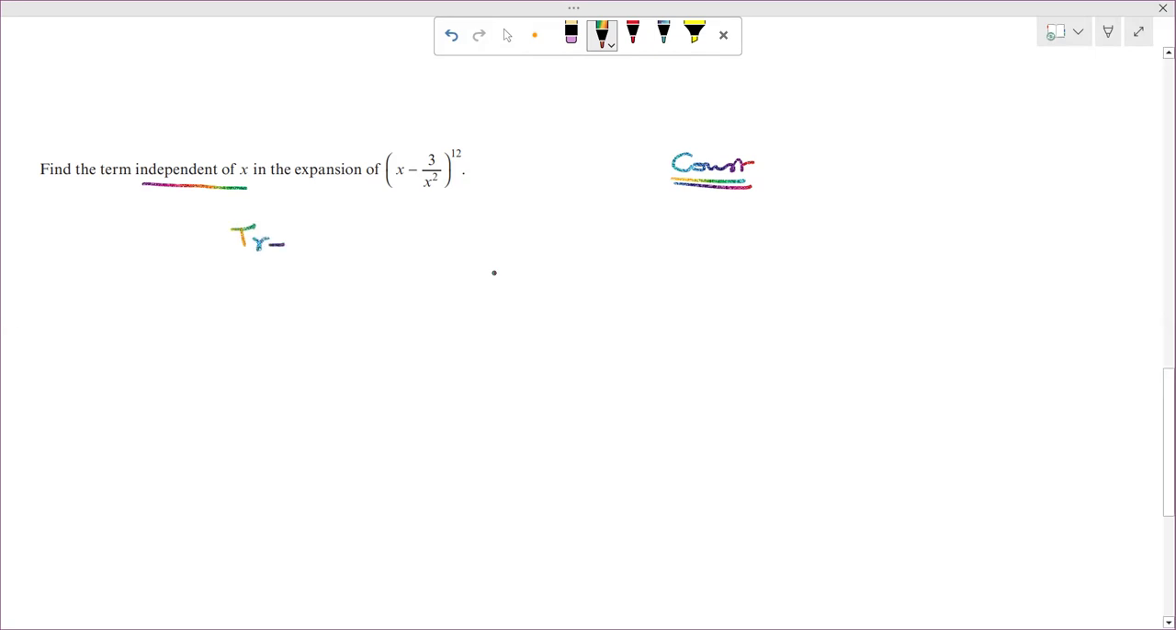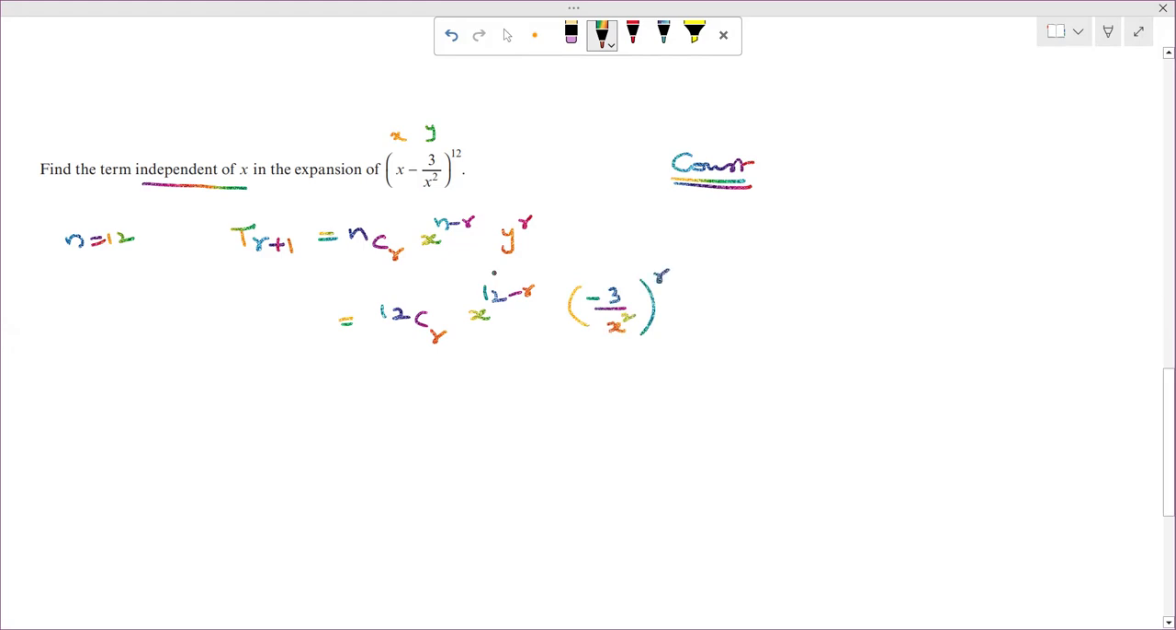General term formula: T(r+1) is equal to nCr x to the power of n minus r, y to the power of r. Let us assume this is x, this is y. So n is equal to 12. We don't know which term it is, so we need to find the r value first of all. So 12Cr, x is as it is, x to the power of 12 minus r, y is minus 3 by x square.